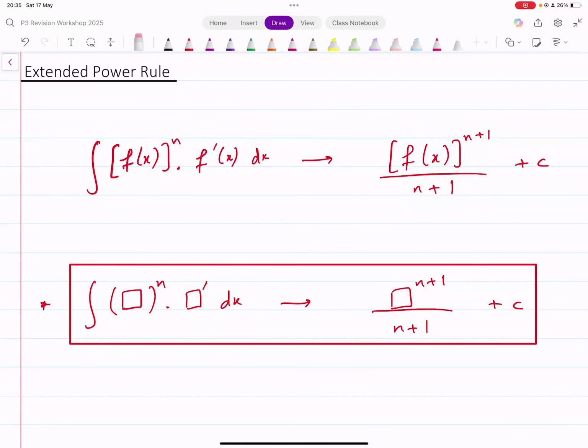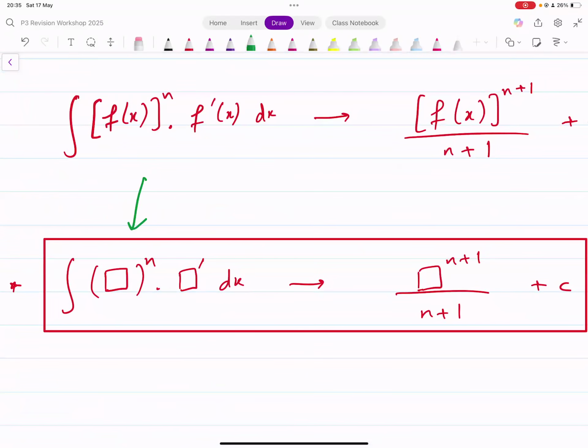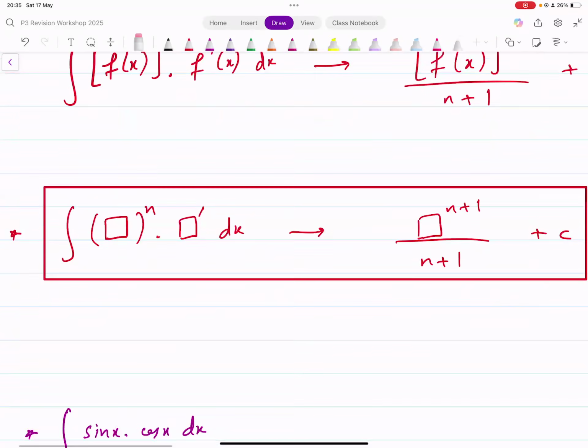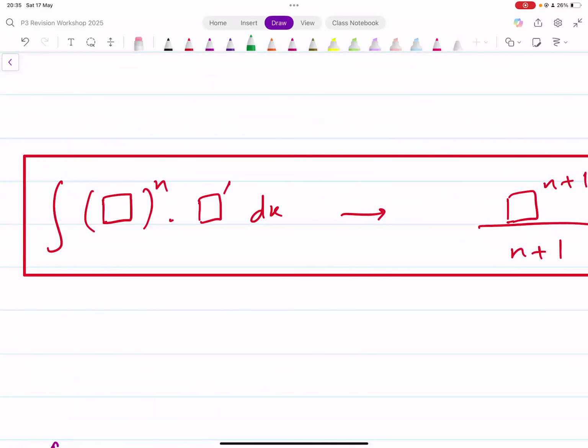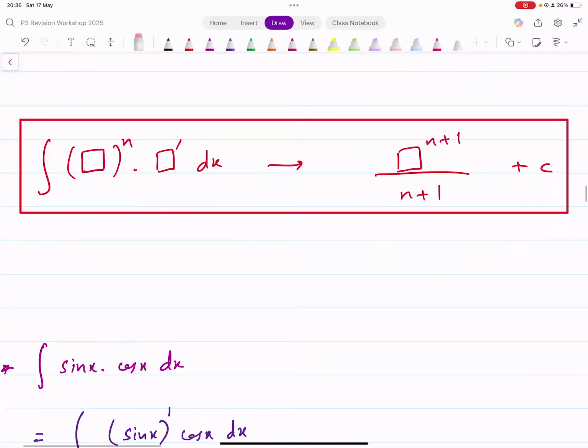We could think of this in terms of the box notation, in case that f of x notation is confusing. So in place of this box, you could have anything, okay? Any expression in terms of x. If we have a power on top of that, and the derivative of this thing is multiplying outside, then the integration of this whole expression can be directly written as that expression power n plus 1 divided by n plus 1.